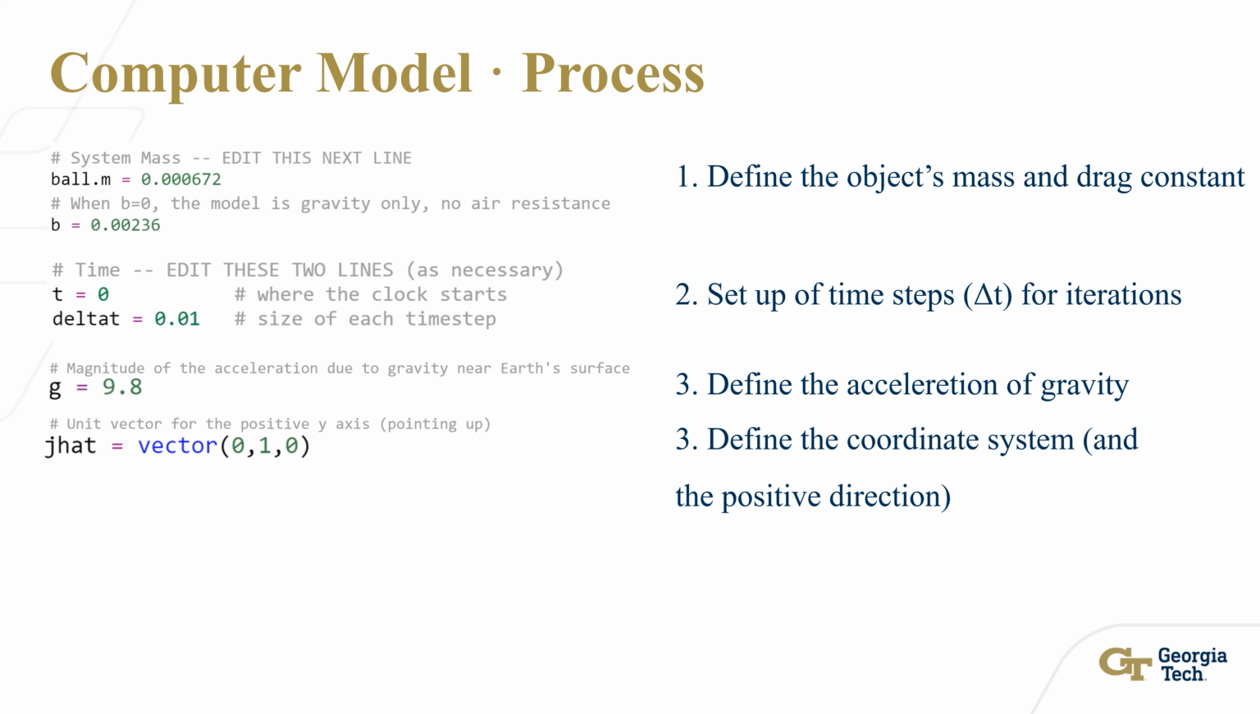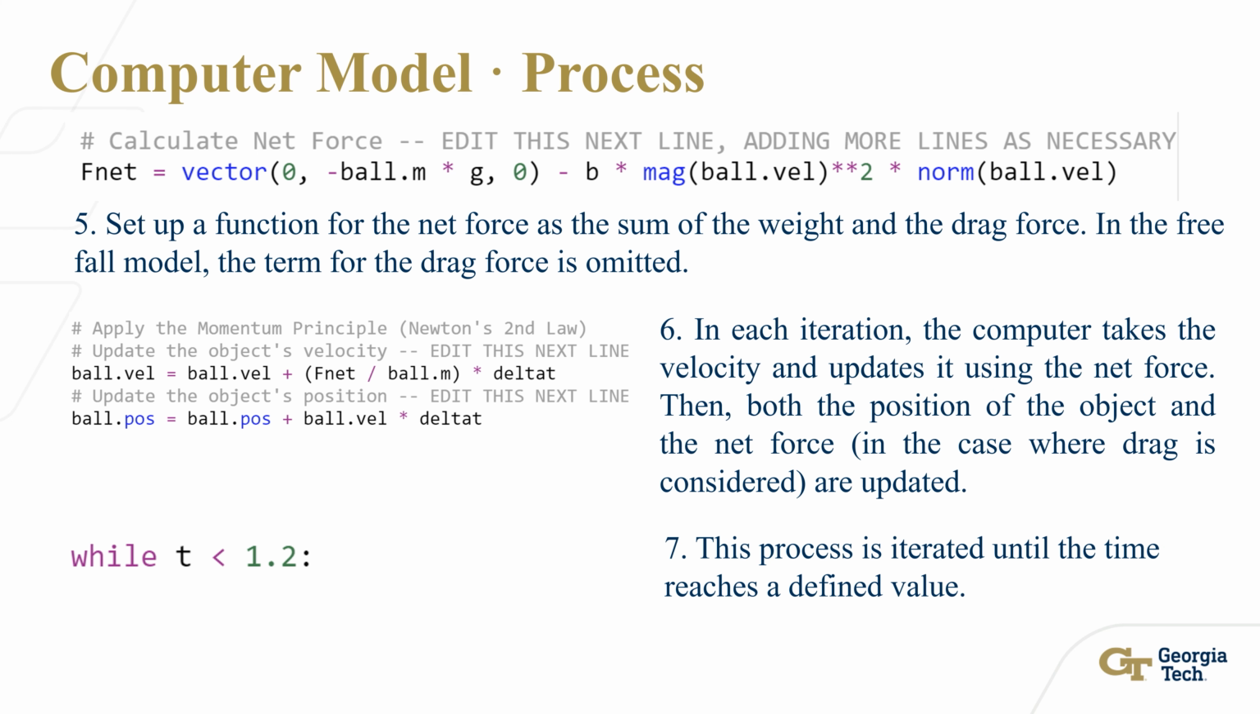For the model, first we define the object's mass and drag constant, and we set up time steps for iterations. We also define the acceleration of gravity and define the coordinate system and the positive direction of y. Now we set up a function for the net force as the sum of the weight and the drag force. In the freefall model, the term for the drag force is omitted.